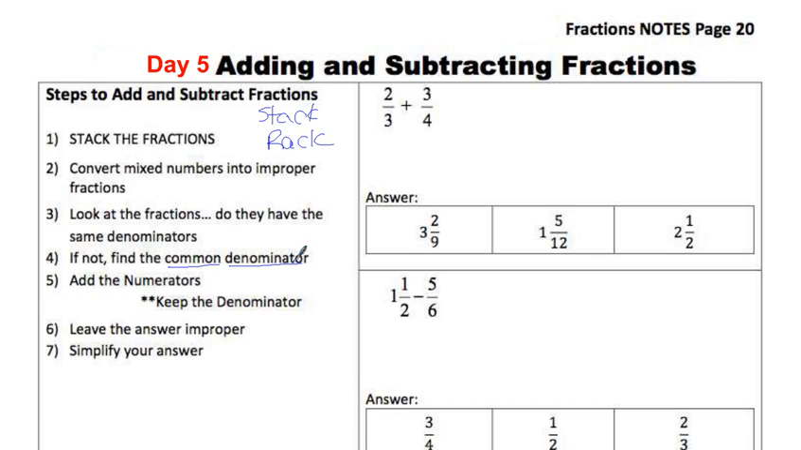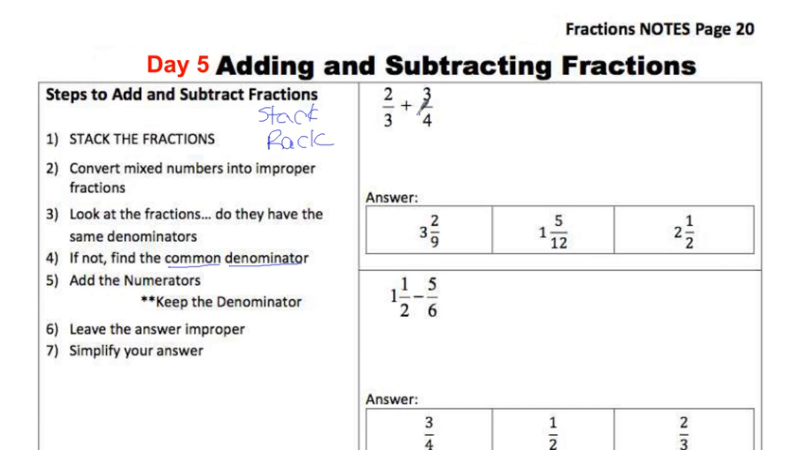After we find a common denominator, we're going to add the numerators together, but keep the denominator the same because we found that common denominator. We did all that work, so keep the denominator the same. And then we're going to leave the answer improper and simplify our answer.